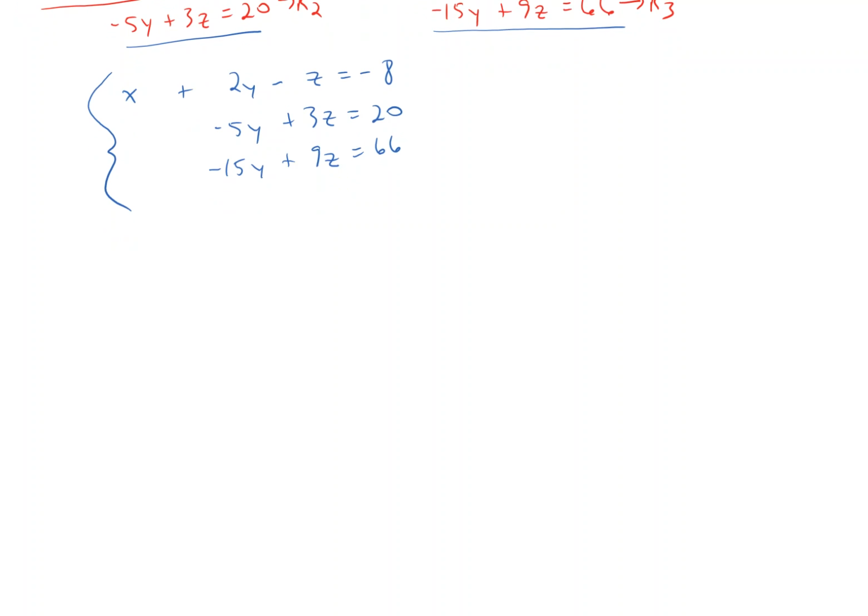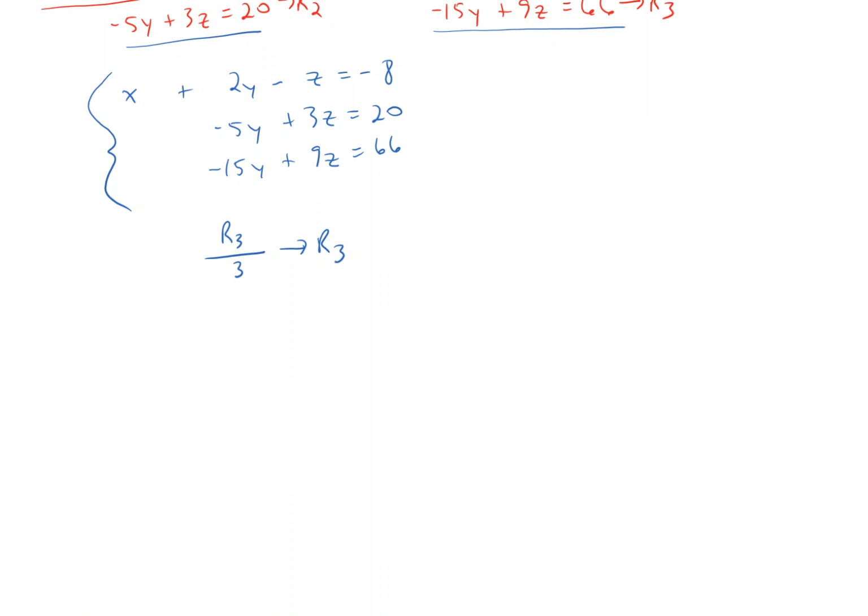Now I need to go and eliminate this negative 15y. Maybe one thing I notice here is that in row 3, all three terms are divisible by 3. So instead of eliminating anything, I'm going to make my numbers smaller first. So I'm going to divide row 3 by the number 3, and that's going to give me my new row 3. You can multiply a row by a number or divide a row by a number to get a new row.